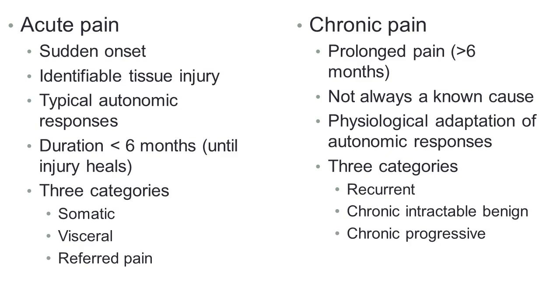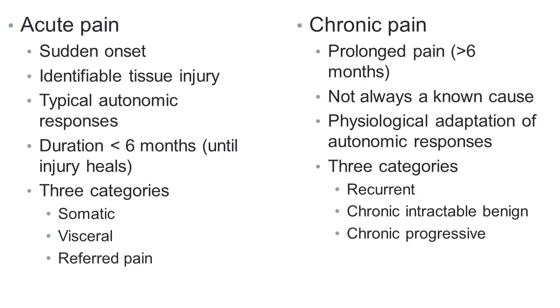And then of course in the next column we talk about chronic pain. And that's pain that lasts beyond the expected time of healing, usually for at least 6 months or longer. Pain can range from mild to severe, and autonomic responses decrease over time as the body adapts to the persistent pain impulses. And chronic pain also has 3 categories. And many times with chronic pain, not always a known cause, and as I said before, you do adapt to some of these autonomic responses.